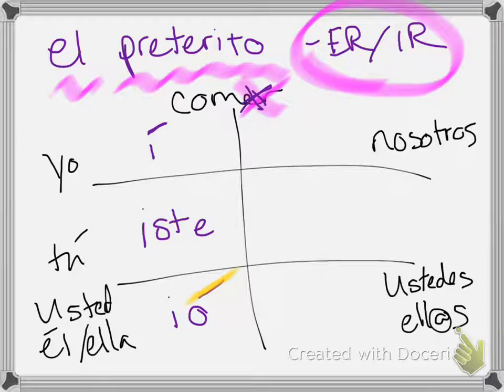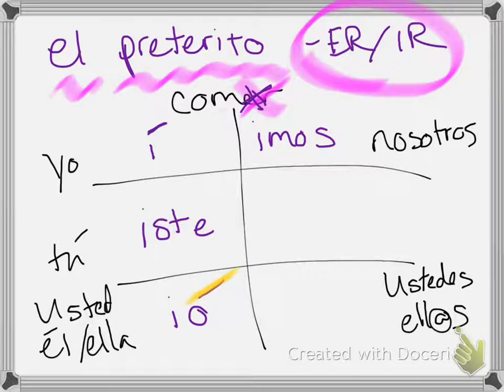Now, nosotros is going to be imos. Now, you might be thinking, what if it's an IR verb, right? Like vivir, and it's nosotros, vivimos. That would be the same in the present or in the past. And we discussed this on the AR video as well. It is the same in the present or the past. You have to look at the context, right?